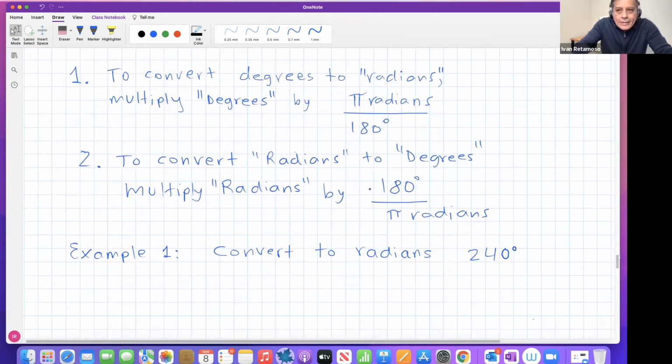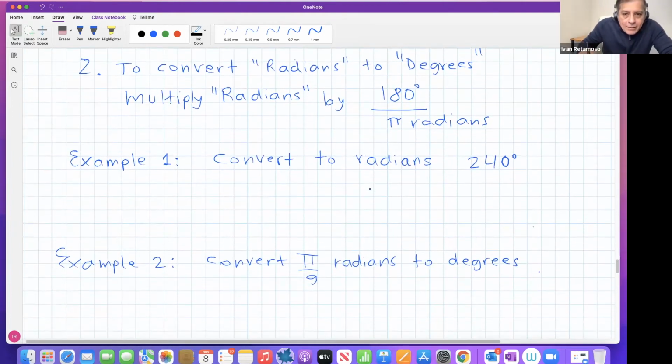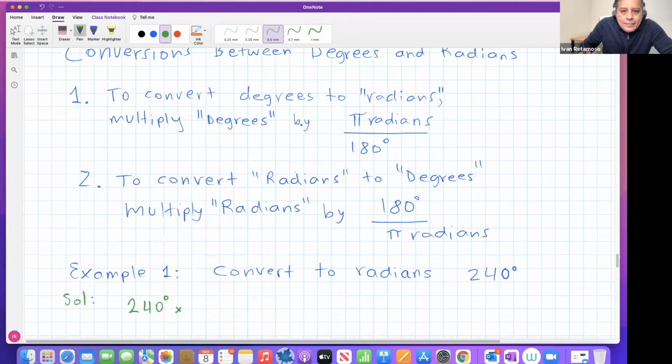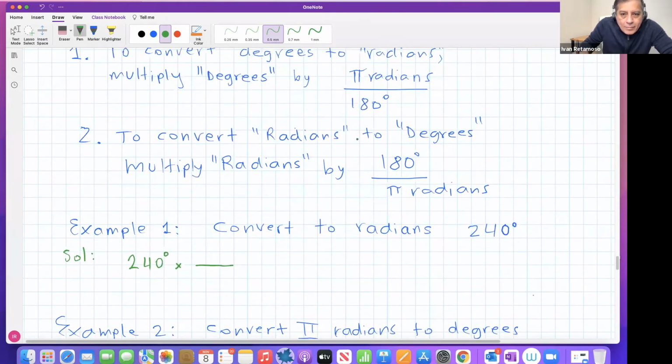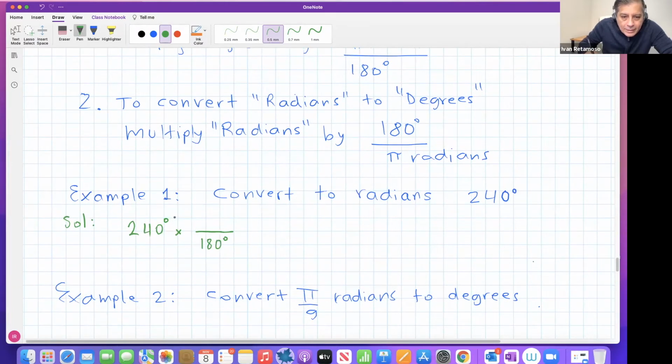But let me show you how this method works. Suppose they say convert 240 degrees to radians, okay? Start by writing 240 degrees first, and then follow the method: multiply by this conversion factor. I'm going to write 180 degrees on the bottom to eliminate degrees, and pi radians on the top because we want the output in radians. So degrees cancel with degrees. Here I will have 240 pi divided by 180.